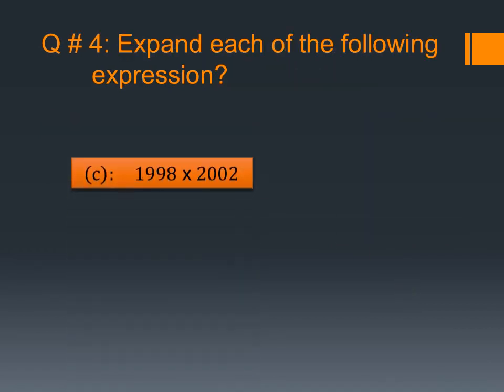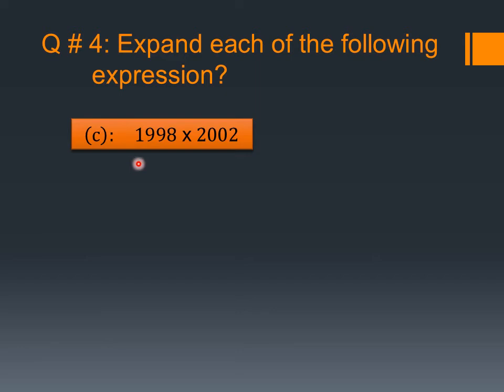Question number 4, part C. 1998 multiplied by 2002. Now we are having two digits, but we are not having a square. Two digits must be having a square, or we must be having two separate brackets. To apply the formula of perfect square, we don't have a square here, that's why we know that perfect square is not applied. Moving to the third formula, which is of difference of square, but we must be having the negative sign in one bracket and the positive sign in the other bracket.